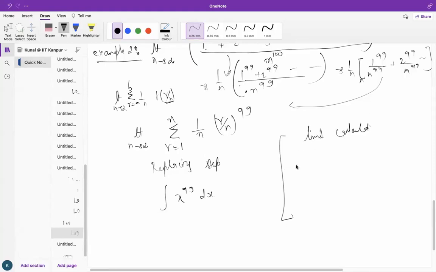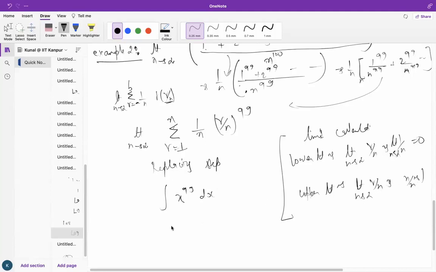So how do we calculate the limit? For the lower limit, the limit as n tends to infinity of r by n, where r lower is 1, so 1 by n, as n tends to infinity, has value 0. For the upper limit, as n tends to infinity, r by n, where the upper limit is n, so n by n, that value is 1. So it varies from 0 to 1. I hope you all know the integration of this. So let's integrate it and find the solution.